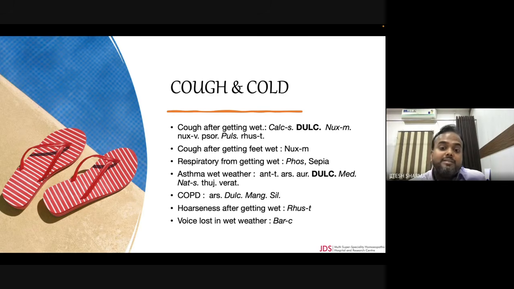In COPD, cases which get aggravated in monsoon season: arsenic, dulcamara, magnesium aceticum, silicea as well. Next, voice hoarseness after getting wet: Rhus tox is the single remedy for that. Interestingly, voice lost in wet weather: Bryta carb.